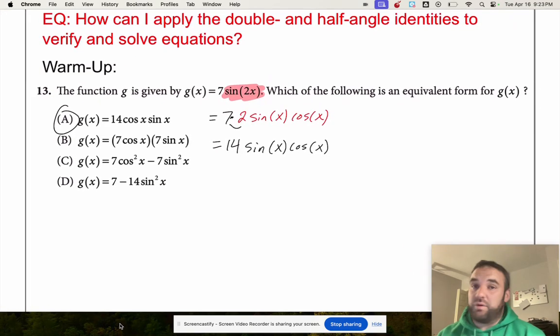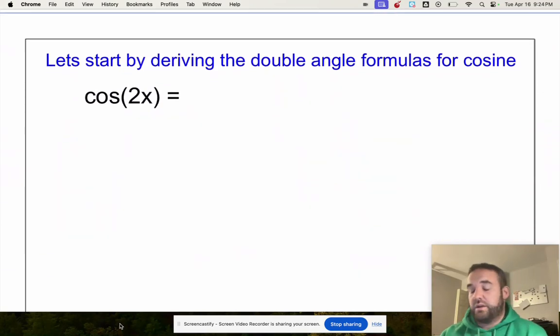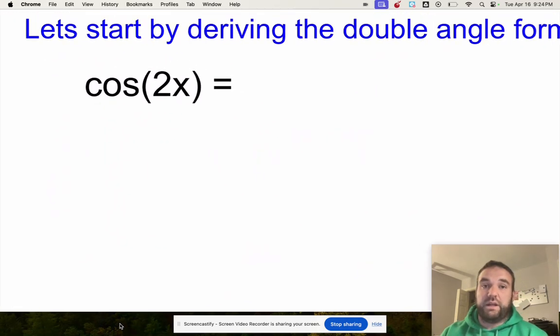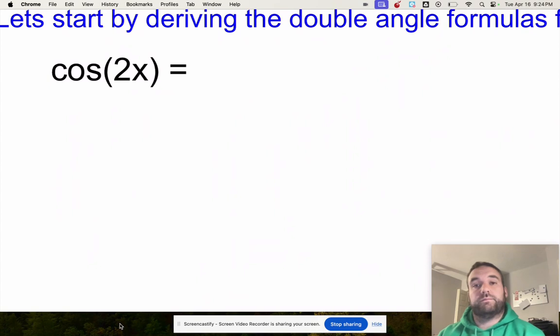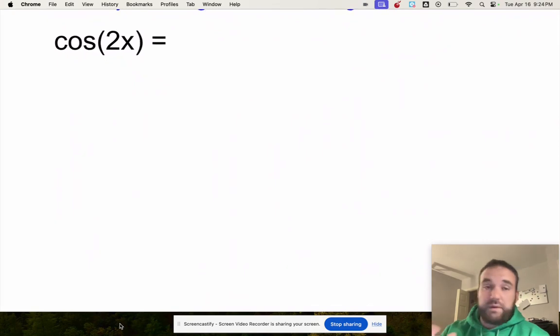I'm going to try and keep it moving in this video because there's a lot of things that we've got to get to. So we are going to learn what's called a double angle identity, meaning we are going to learn a formula for cosine of 2x. Now, you will not be asked to derive this, at least not at Roseville. But I want to show you where this comes from.